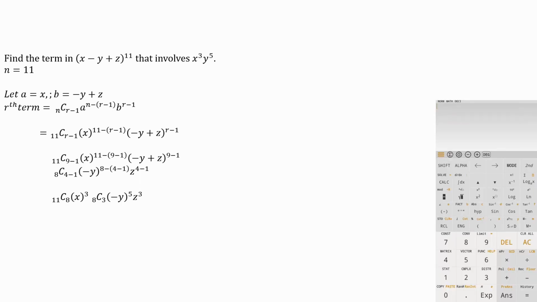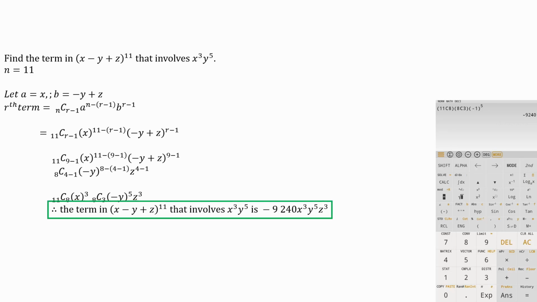So natin value yung coefficient, so 11c8, and then 8c3, and then yung negative 1 raised to 5. So therefore, coefficient natin ay negative 9240. So the term in (x minus y plus z) raised to 11 that involves x cubed y raised to 5 is equal to negative 9240 x raised to 3 y raised to 5 z cubed.